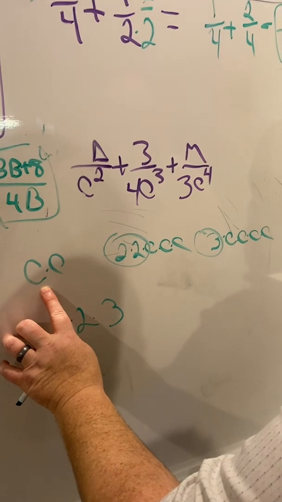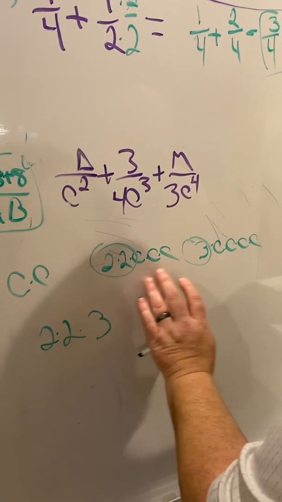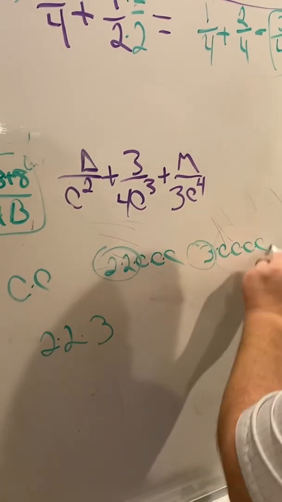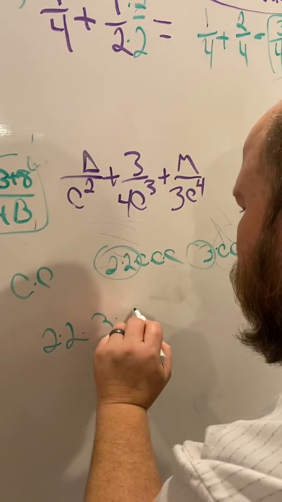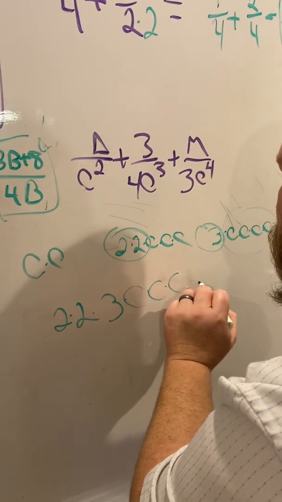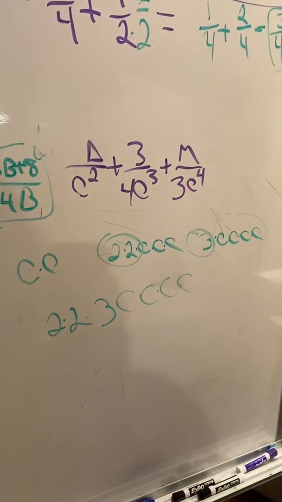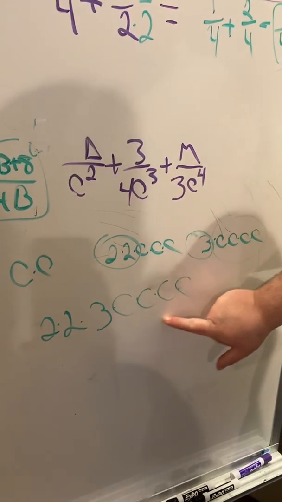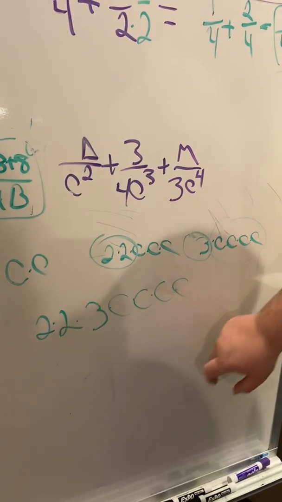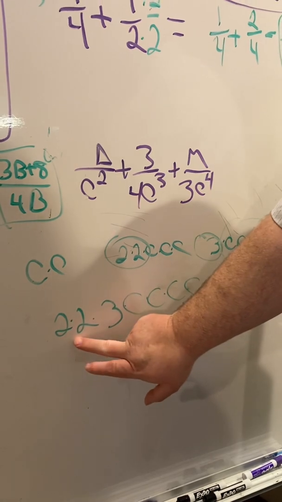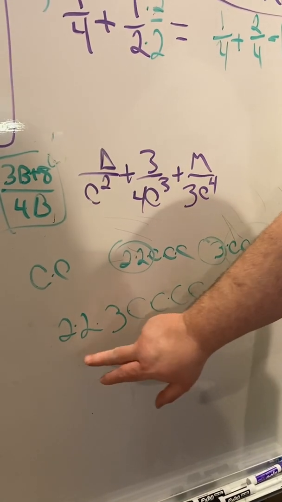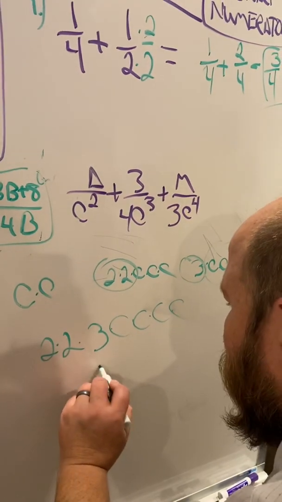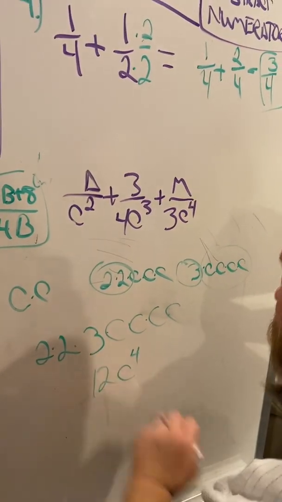I've got 2 c's here, 3 c's here, and 4 c's here. Well, because of that, I'm going to pick the 4 c's because it's the majority: c times c times c times c. And now from this point, what we learned the other day is that we multiply it all the way across. So now I have 2 times 2 is 4. 4 times 3 is 12. And then all that times c to the fourth.